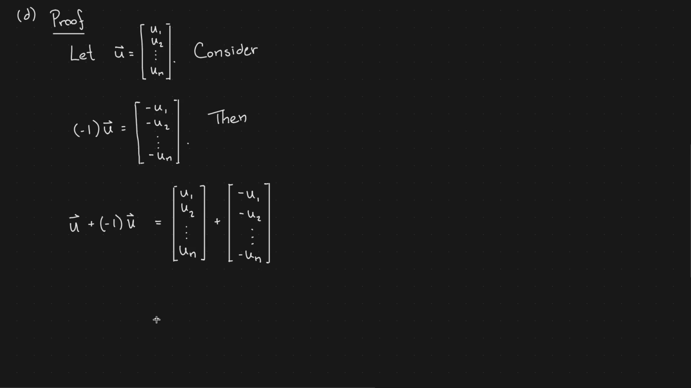Now we're going to use the definition of vector addition. For vector addition, I just add corresponding components. So I'm going to have U1 plus -U1 and U2 plus -U2 all the way to my last component, UN plus -UN. Okay? And what I've done now is each one of these components is just numbers being added together. U1 is just a real number. Negative U1 is just a real number. Okay, and I'm just adding them together. I know how numbers are added together.